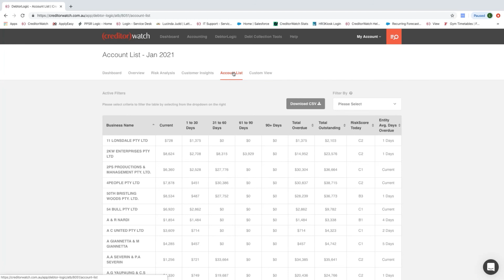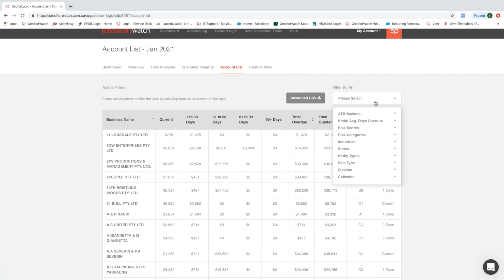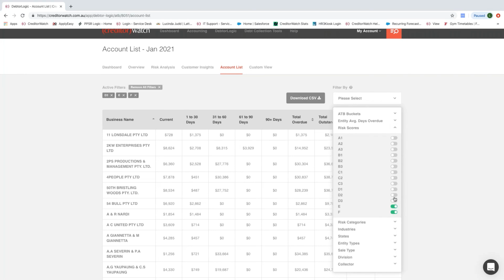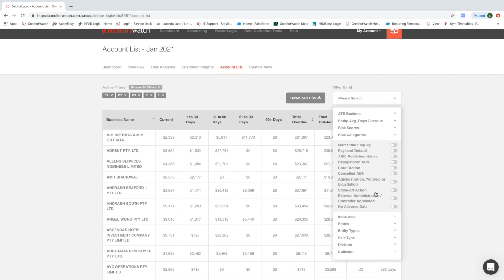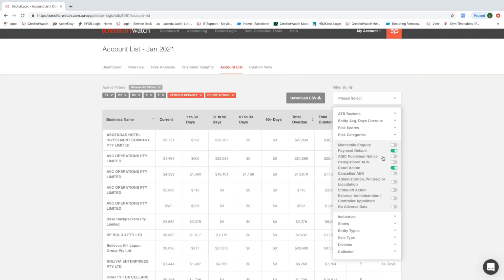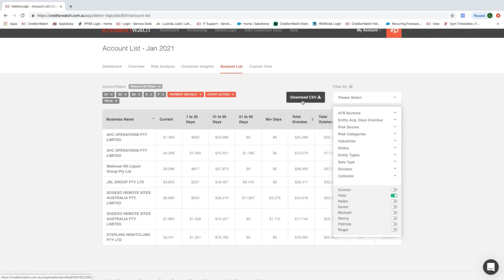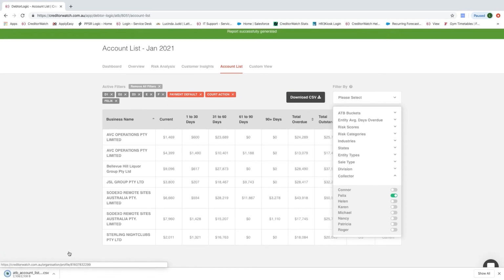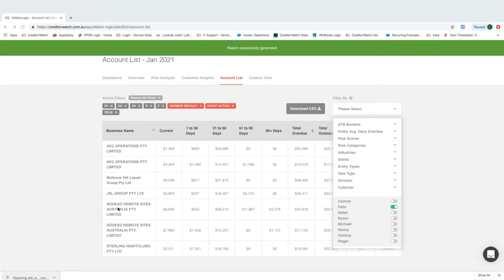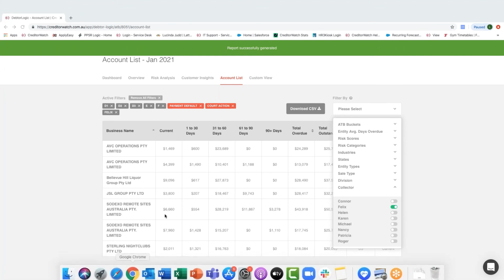So a lot of people are more comfortable working from a spreadsheet, and this is actually where you can do that. If I wanted to focus on, just as an example, the lower risk score ranges, so these are the more troublesome ones, and then also combine that with something like court action, payment default, some of those earlier warning signs, straight away you've got that list there. Maybe you want to chuck in Felix. So you've got that list of less than 10 accounts that you can pull into a spreadsheet and then focus on there and hand out to Felix to manage.